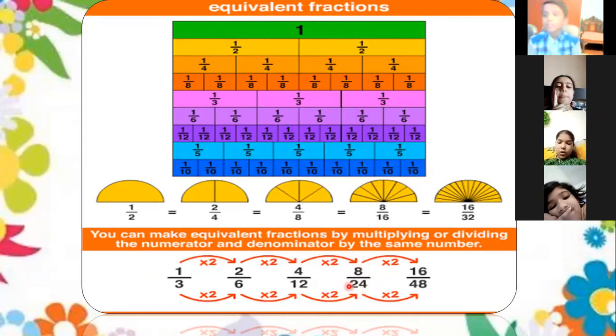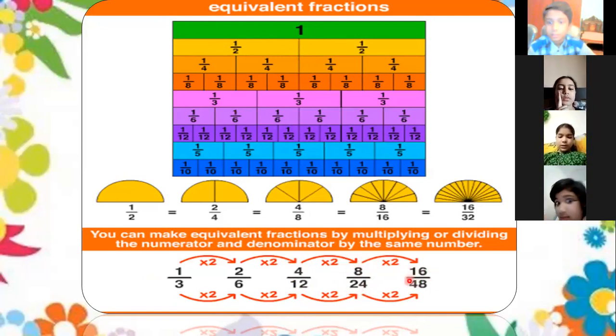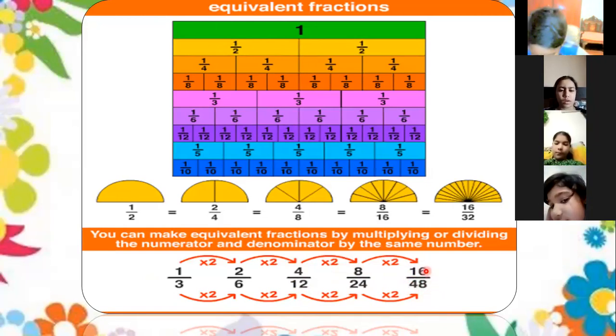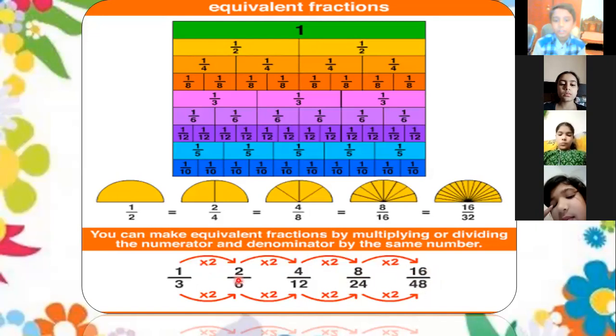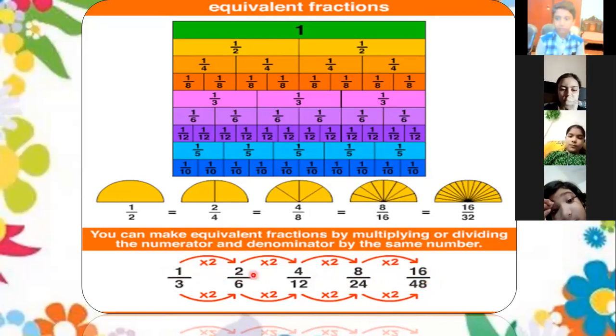In the same way, now when we multiply 8 upon 24 by 2, we get 16 upon 48. And this 16 upon 48 is the equivalent fraction of 8 upon 24, 4 upon 12, 2 upon 6, and 1 upon 3. These are all equivalent fractions because they have the same proportion. They have the same proportion in shape, okay?